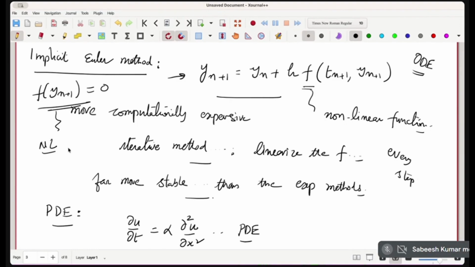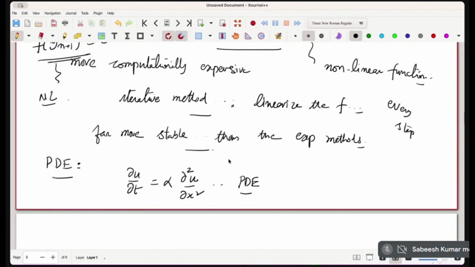Okay, thank you. So, we have also seen that you can linearize the nonlinear function so that you can avoid the iterations. That is possible. But that is also going to be slightly more expensive than the explicit method, where you just substitute and then calculate. But then as we see, the implicit methods offer much better stability characteristics than the explicit methods.